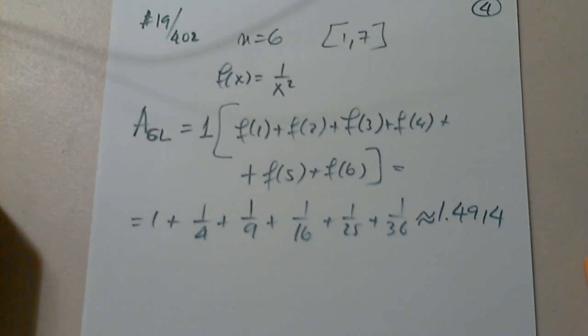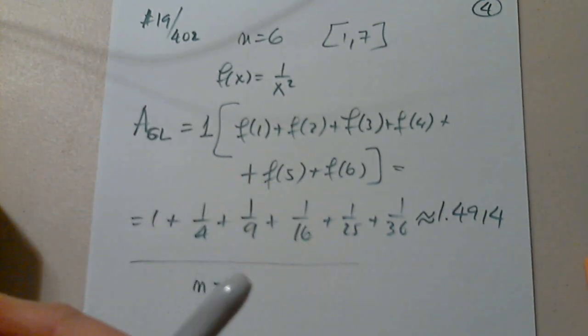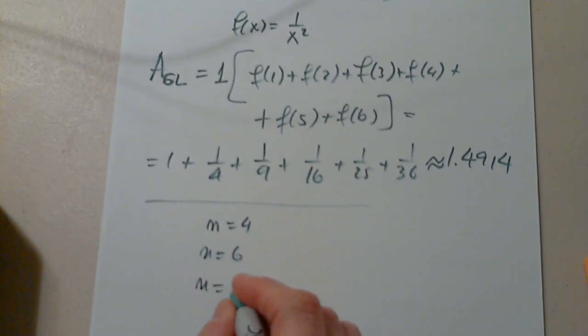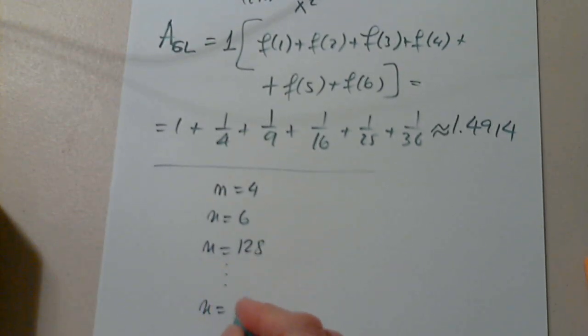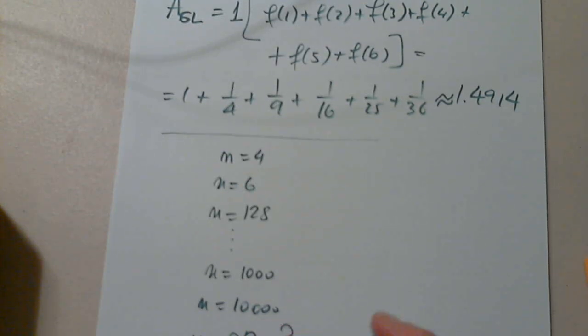Now, just a question for you. We used n equals 4 in the previous example. Here we used n equals 6. What if I use n equals 128? What if I go to n equals 1,000? And what if I go to n equals 10,000? What if I go to infinity? And you can say that's not possible. So forget infinity for a moment. Which of these approximations will be the best? The most accurate, the closest to the exact?